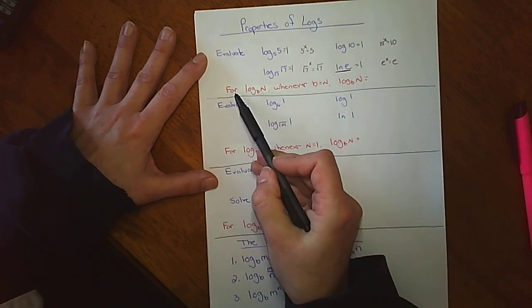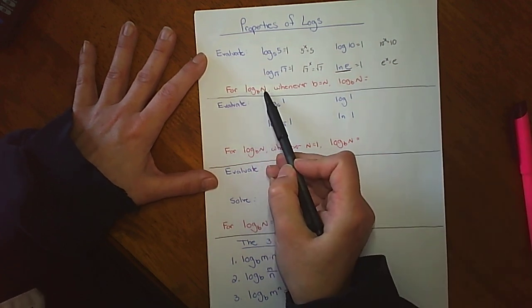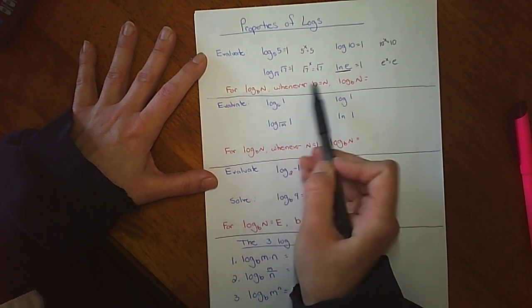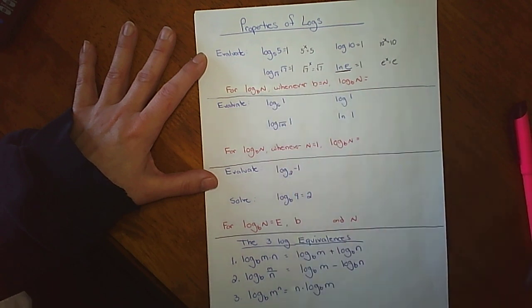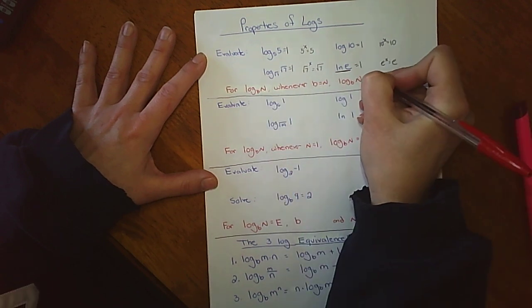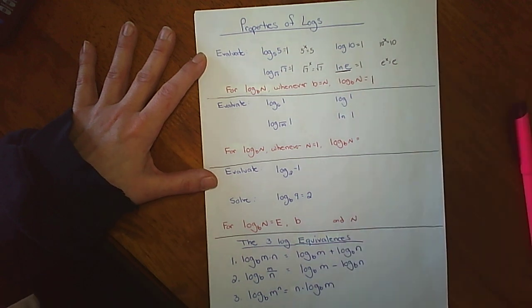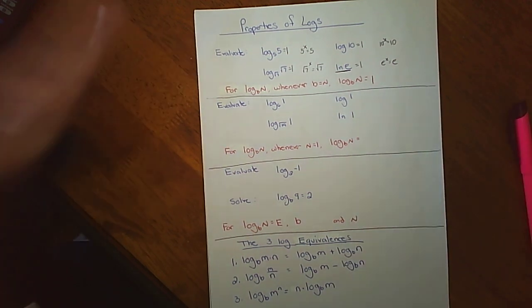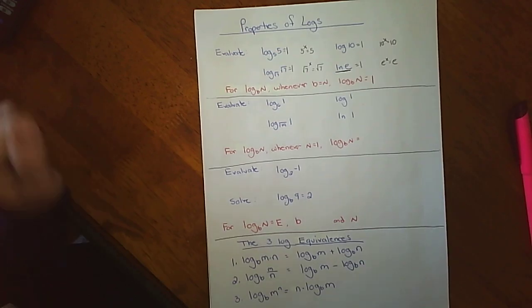So to sum up, for log base b of n, whenever b and n are the same thing, that means the answer to the log is always going to be the number 1. So that's the important part in the first section.